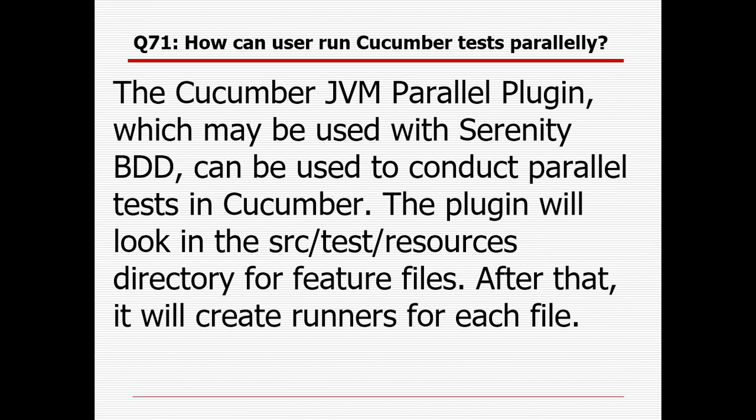How can a user run Cucumber tests in parallel? The Cucumber JVM parallel plugin, which may be used with Serenity BDD, can be used to conduct parallel tests in Cucumber. The plugin will look into the resources directory wherever you are putting the feature files. After that, it will create a runner for each of the files.